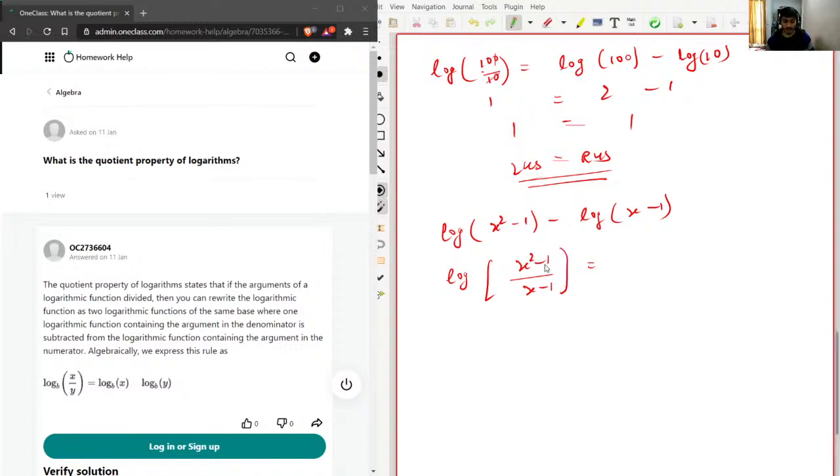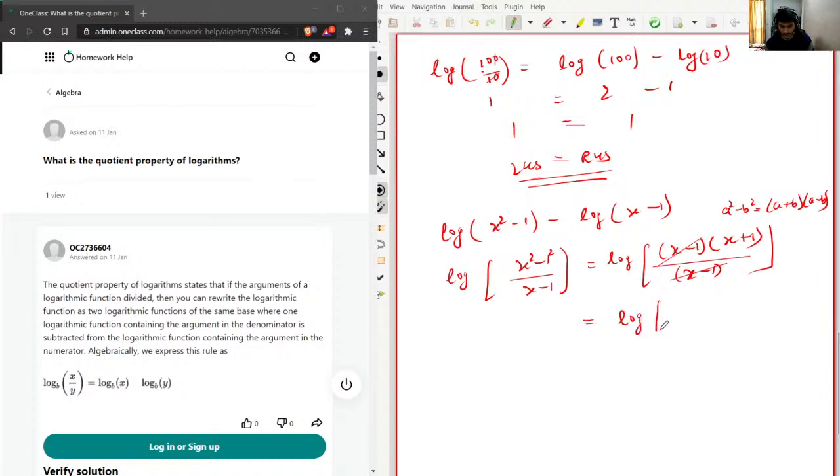Then what I can do, I can just split this term. So I'll use the property a square minus b square, which is a plus b times a minus b. So this 1 can be written as 1 square. This will become x minus 1 times x plus 1 over x minus 1, and we can just cancel this, and the simplified form will be x plus 1.